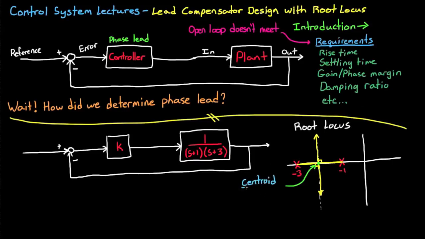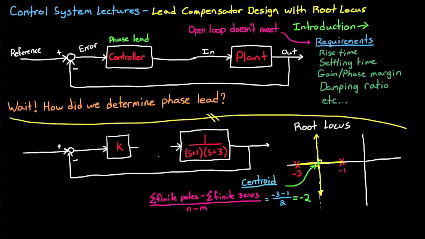And the location of where the asymptote crosses the real line is at a point called the center of gravity, or the centroid, which is simply the sum of the locations of the finite poles minus the sum of the locations of the finite zeros divided by the number of poles minus the number of zeros. And in our case, we have two poles and no zeros, so the center of gravity, or the centroid, is directly between the two of them, at -2.